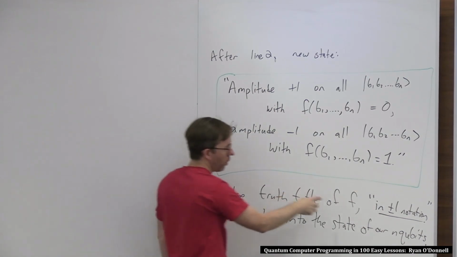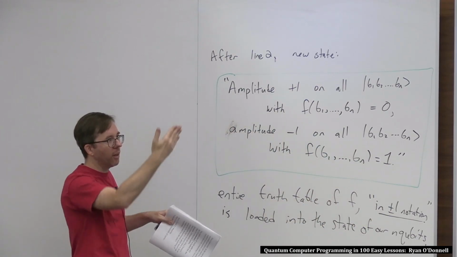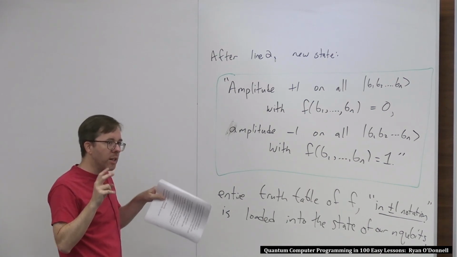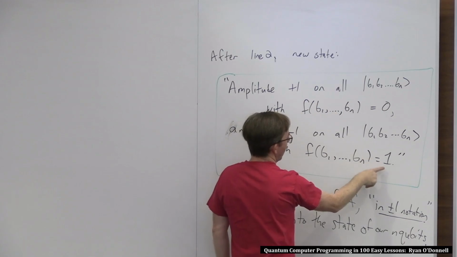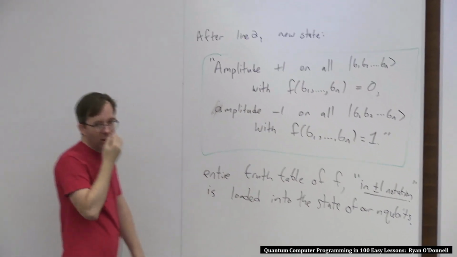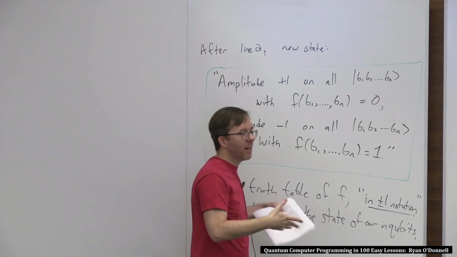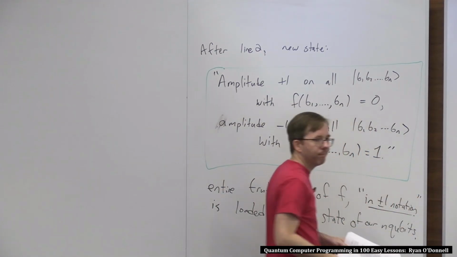And this phrase plus or minus 1 notation just refers to the fact that normally when you write the truth table of f, the values of f are 0s and 1s. But by the phrase in plus or minus 1 notation, I mean this little mapping where you change 0 to plus 1 and 1 to minus 1. Which we do because that was the natural way to quantize f's operation.